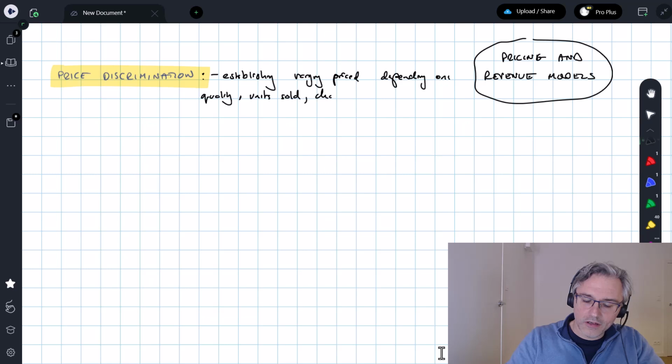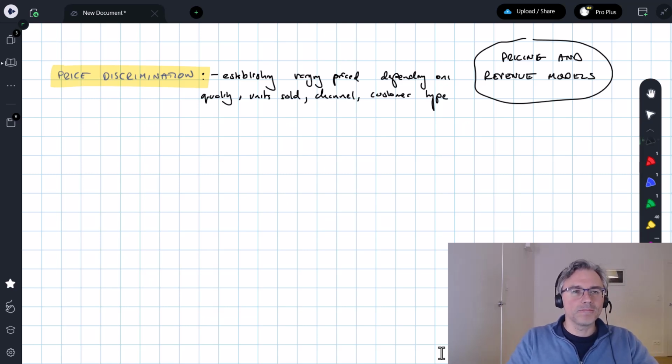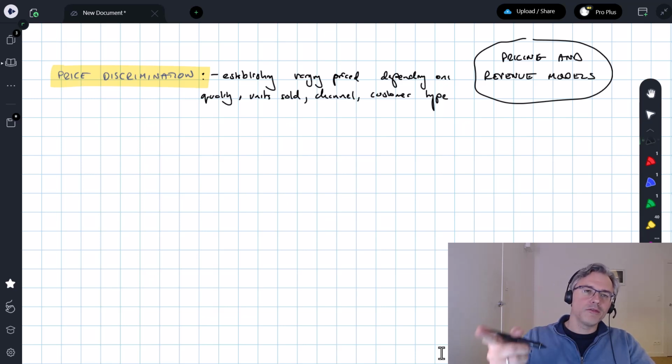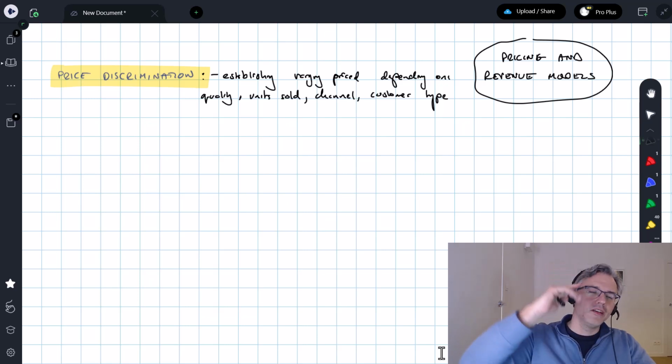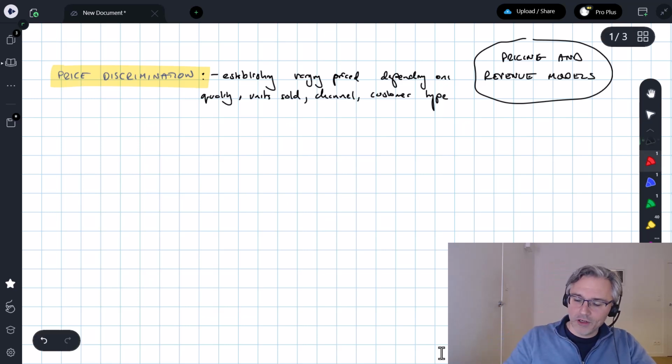The number of units sold can of course determine the price, volume discounts. The channel, are we buying online or in a physical store? And the customer type can also change the price. I mean, airlines often charge a different price for customers who want to go somewhere and come back during the same day, because they know, at least historically, these would have typically been business customers who are willing to pay a higher price because it's not them paying, it's the company paying.